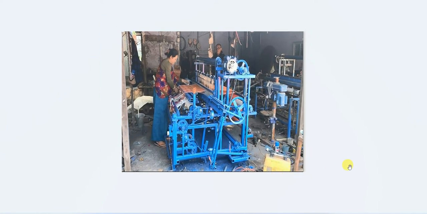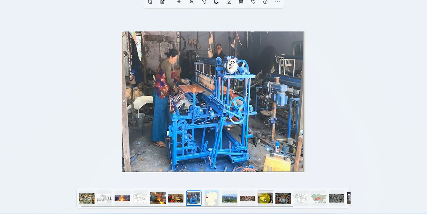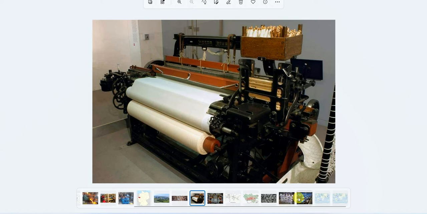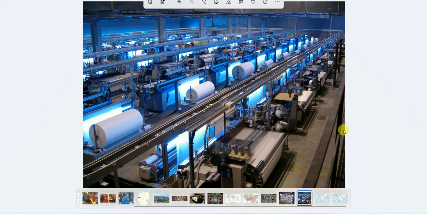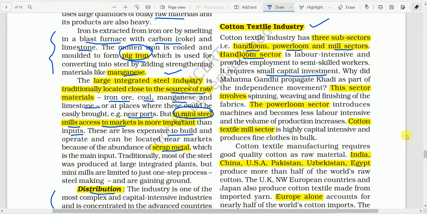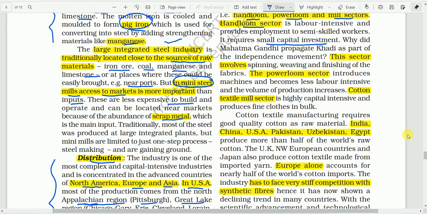And next we have another power loom used in other parts of India. And this one is the integrated cotton mills. This is the weaving mill. That is the mill sector.